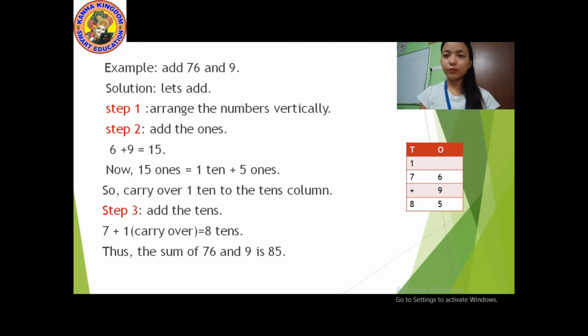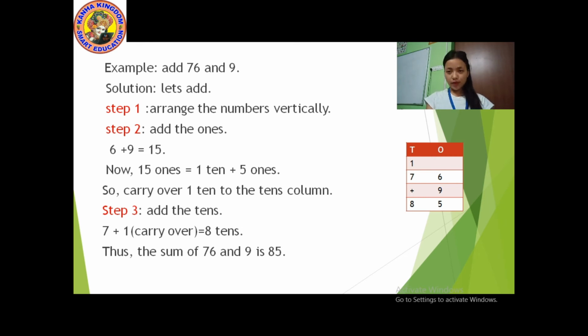Now we are going to solve another example of addition of a two-digit number with a one-digit number with regrouping. That is addition of 76 and 9. So let's start. First we have to make a place value chart, right student, a place value chart of two columns, one for ones and second for tens.